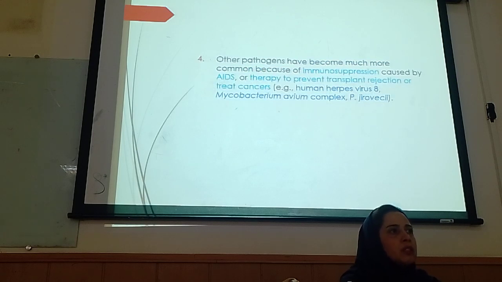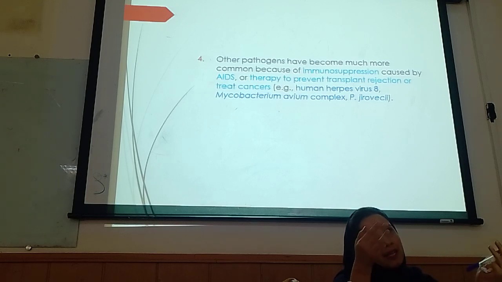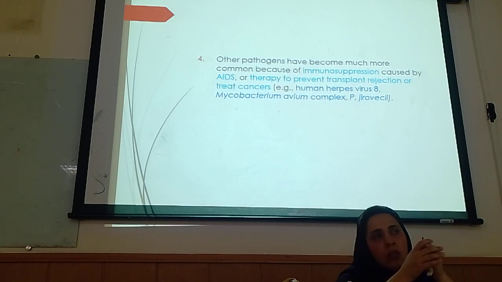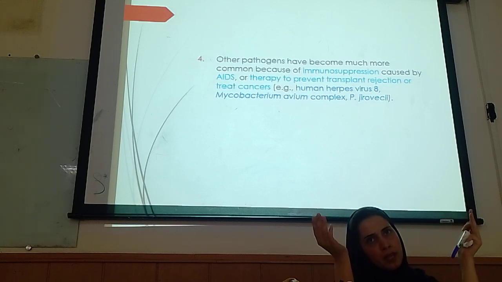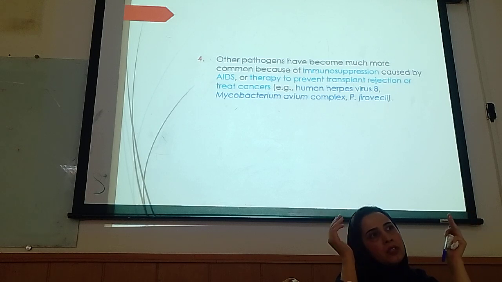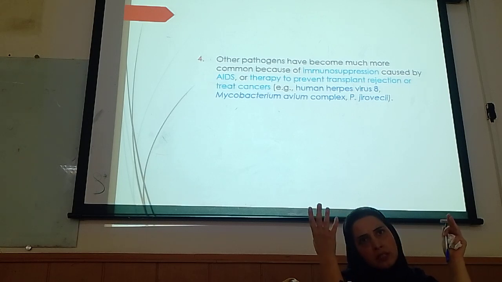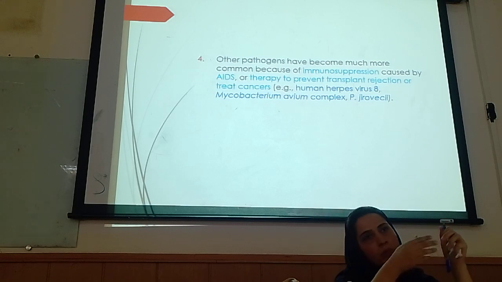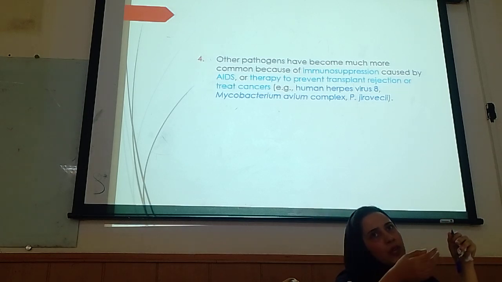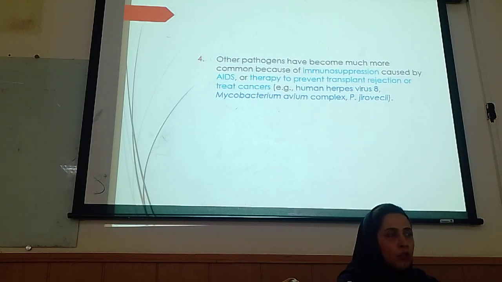And sometimes that's because of immune suppression. For example, because of AIDS, or because of advanced treatments for cancers or organ transplant. We have some immune suppressed patients, and there will be emergence of bacteria that can cause diseases in these patients. Because of treatments for cancers or for organ transplant, to avoid rejection, we have new treatments that make the patient immunosuppressed, and the patient is prone to infections.